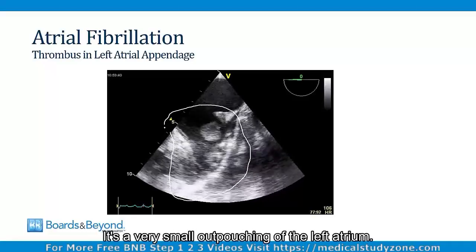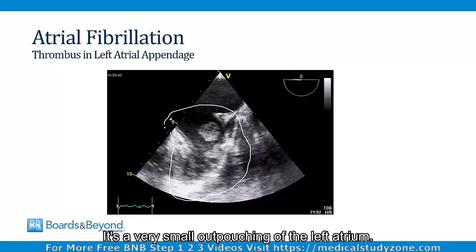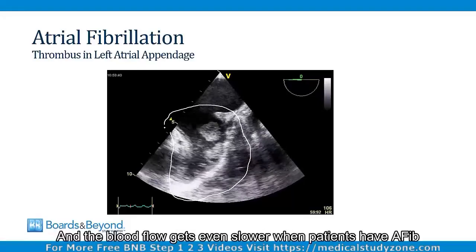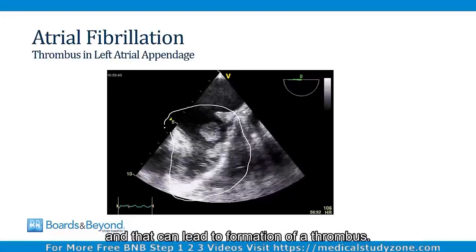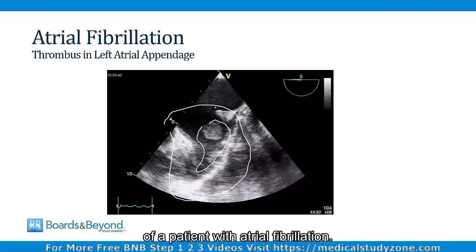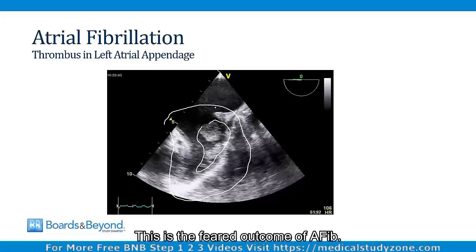It's a very small outpouching of the left atrium, and that portion of the left atrium has the slowest blood flow, and the blood flow gets even slower when patients have AFib, and that can lead to formation of a thrombus. And what you're seeing here is a large thrombus in the left atrial appendage of a patient with atrial fibrillation. This is the feared outcome of AFib.